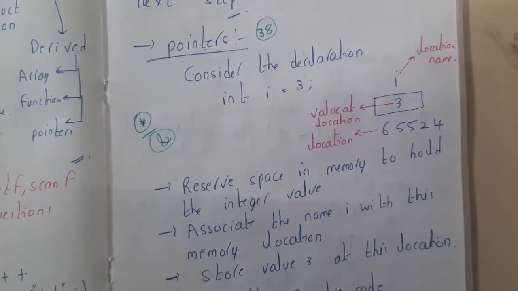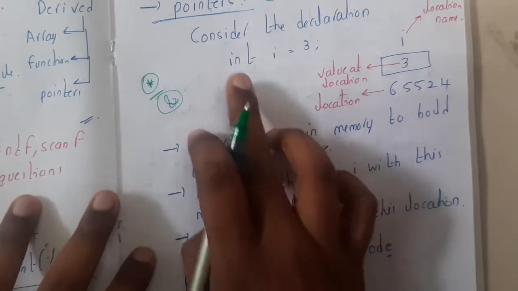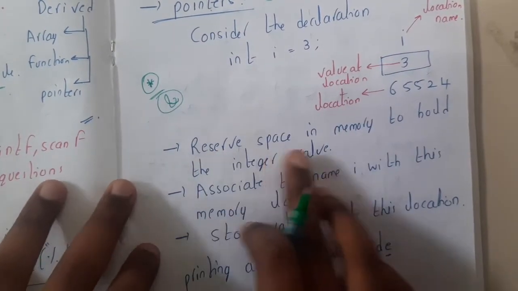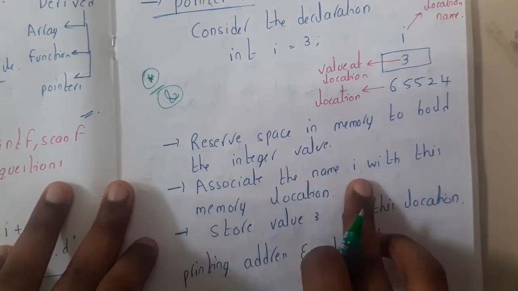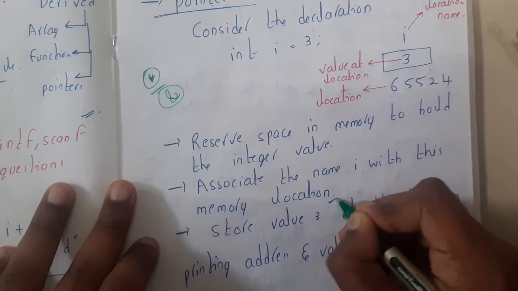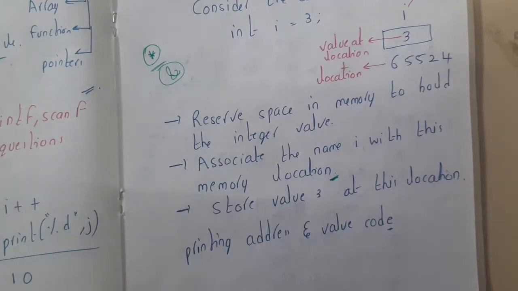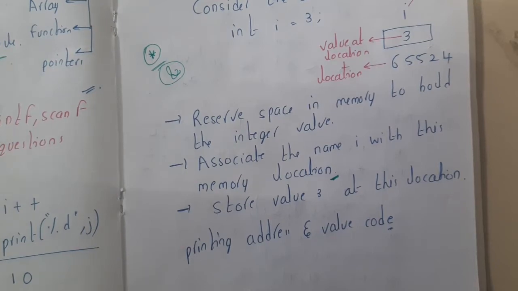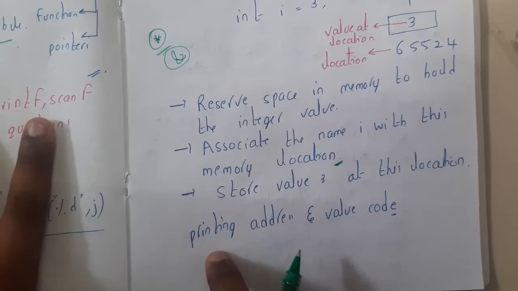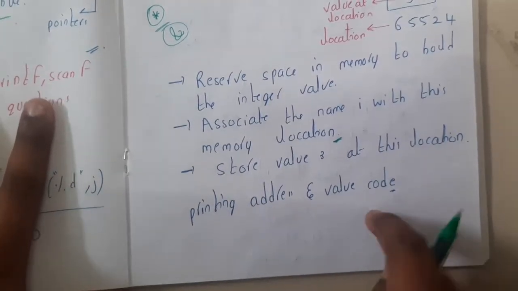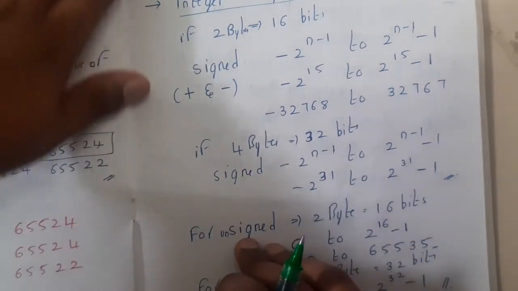So this step reserves a space in the memory to hold the integer value, and associates the name i with this memory location. I told you, right? It will associate that name to that memory location. So if you call that variable, you are indirectly calling that address. That's it. Got it? And it stores the value 3 at this location and prints address and value. Okay, so now you got some basic idea about the pointer, right?